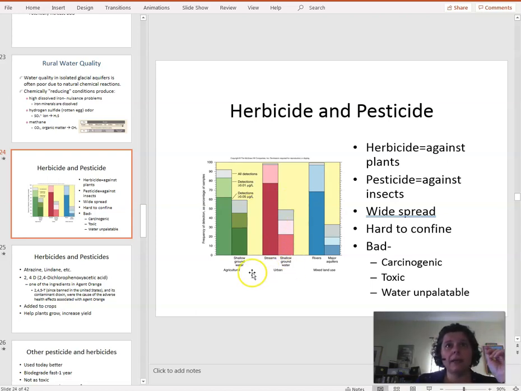So we have a lot of that. It's not just an agricultural problem, it's an urban problem too. A lot of these are carcinogens, they're toxic, they make water unpalatable, so you can taste it in there. And so this could be a major problem.